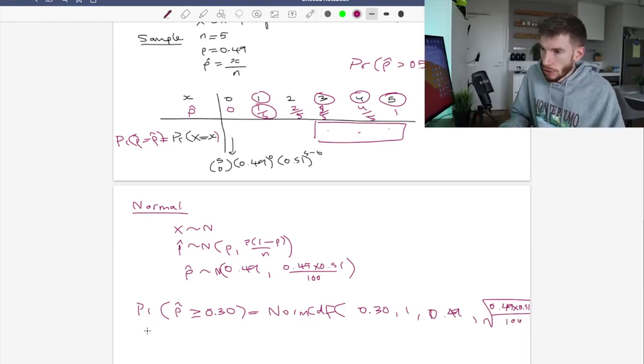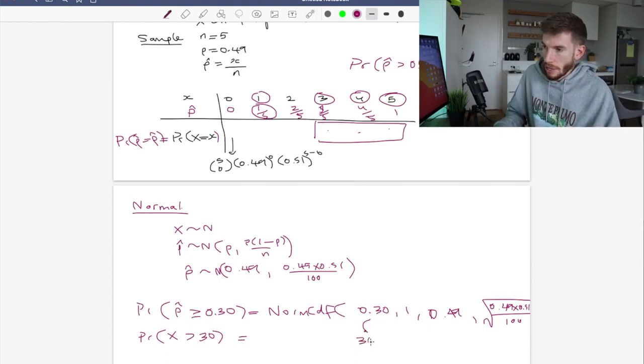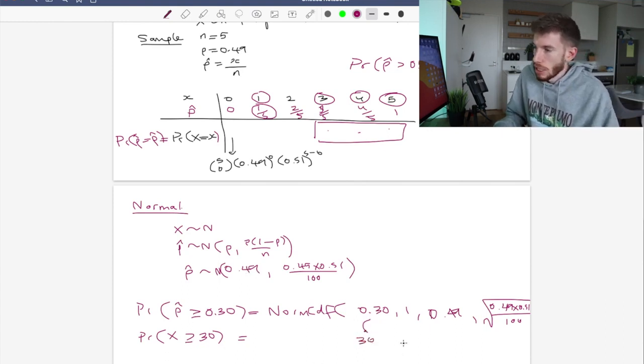If you didn't like it that way though, you can just translate it and say, well, that's the same thing as the probability of x being greater than 30, i.e. 30% of the sample size. And then you could do the exact same thing, and then your mu this time would be 0.49 times the sample size. So the lower bound would be 30 people, right? Greater than or equal to. The upper bound would be all 100. The mu would be 49, right? So if the population proportion is 49%, we expect that 49 out of our 100 will actually have type O blood.